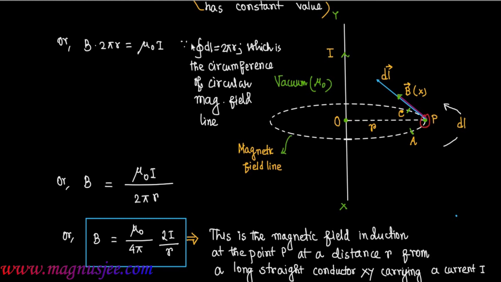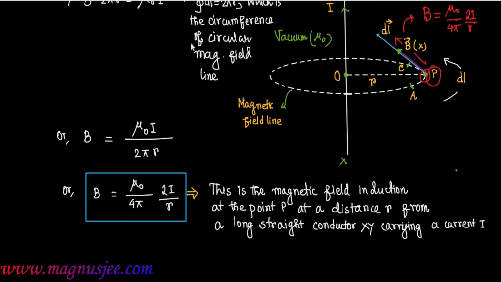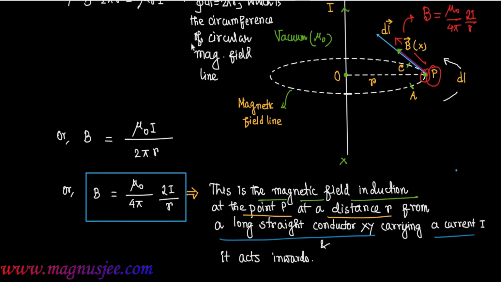Therefore, at the point P on the circular magnetic field line, the magnetic field induction is vector B, which acts inwards and has the expression B equal to mu 0 by 4 pi 2I by r. And we get the expression of magnetic field induction at a point due to a current flowing through a long straight conductor, and it acts inwards. So we get B equal to mu 0 by 4 pi 2I by r. This is the magnetic field induction at the point P at a distance r from a long straight conductor XY carrying a current I.